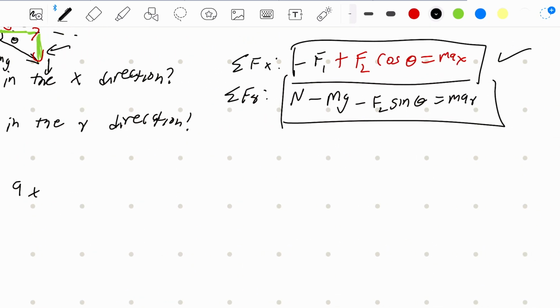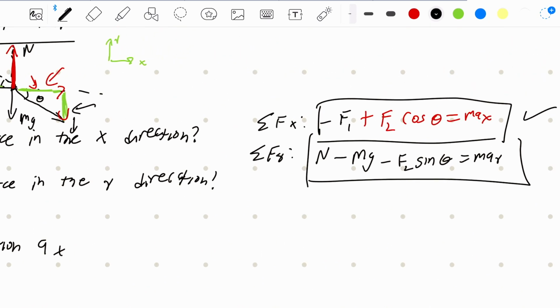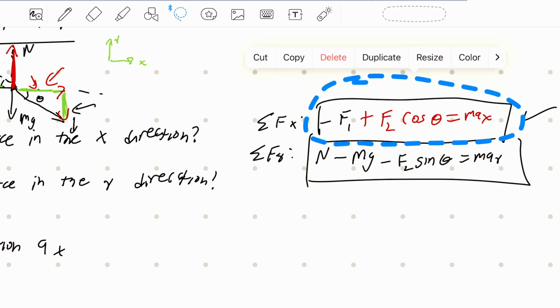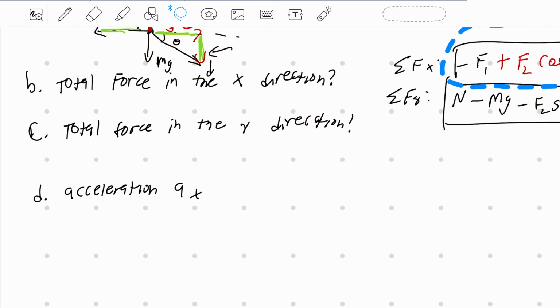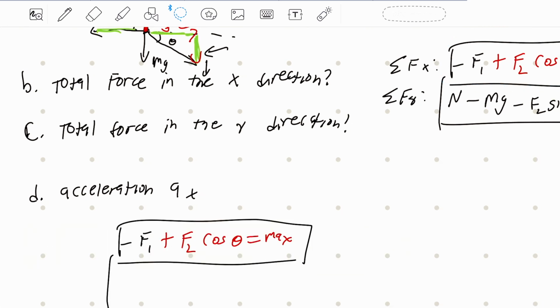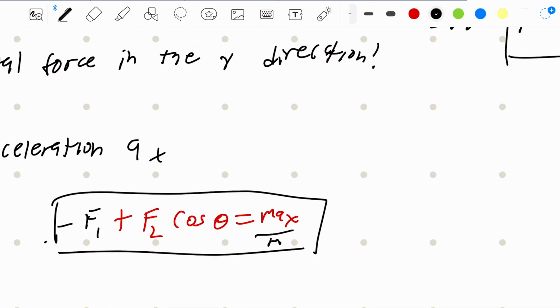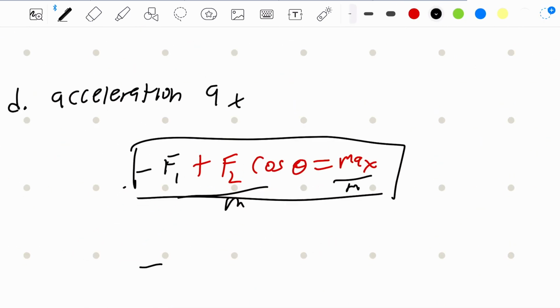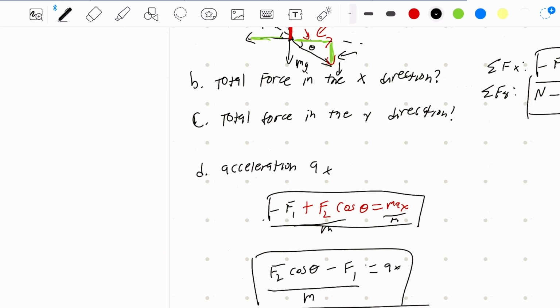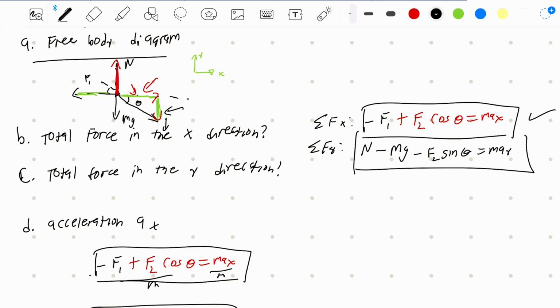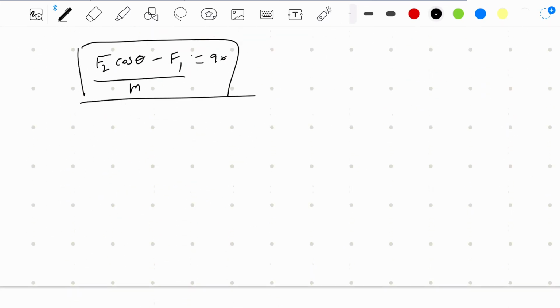Now, it wants the acceleration in the x direction, so what we're going to do is we're going to use that equation that we wrote up here for the sums of forces in the x, just this little one right here, and we can solve for that acceleration in the x direction by just dividing out by mass, right? We divide both these by mass, and we have F2, I'm just going to move this over to this side to keep it a little nicer, is equal to ax. We divide all this by m. And there's your acceleration in the x direction. So that's how you solve a basic free body diagram equation.